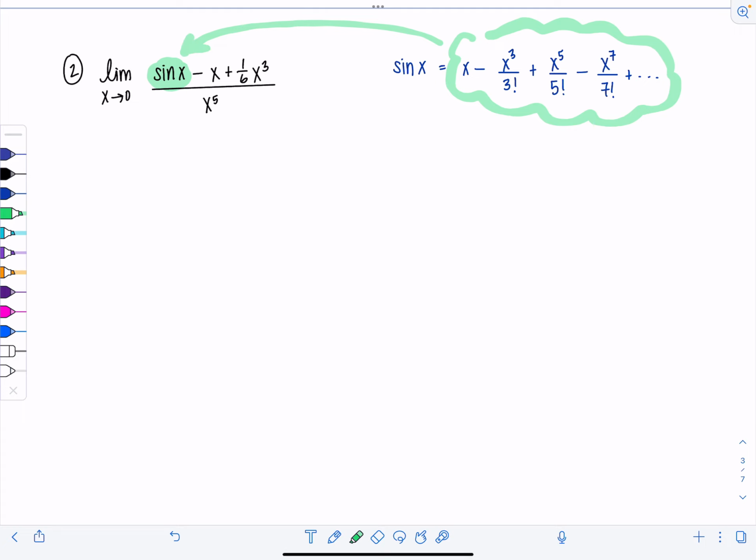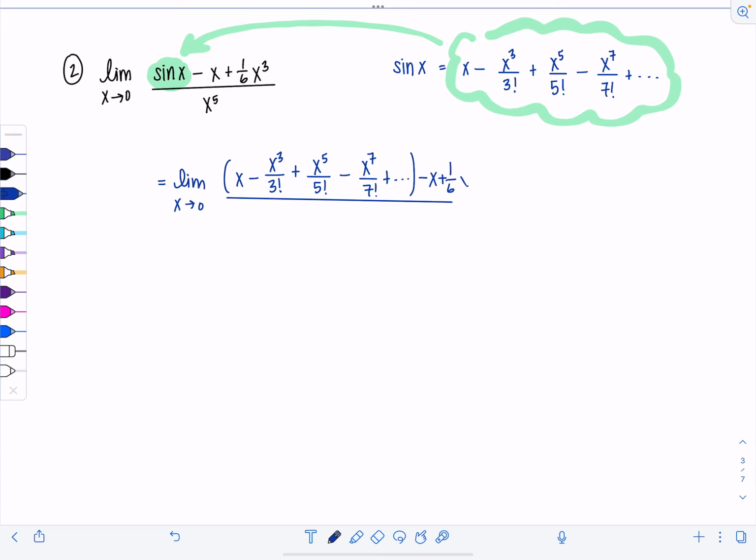All right, good. So here we go. We've got the limit as x approaches 0. Let's write it out. We have x minus x cubed over 3 factorial plus x to the 5th over 5 factorial minus x to the 7th over 7 factorial plus dot dot dot minus x plus 1/6 x cubed. I need a little more room. There we go. And then over x to the 5th.